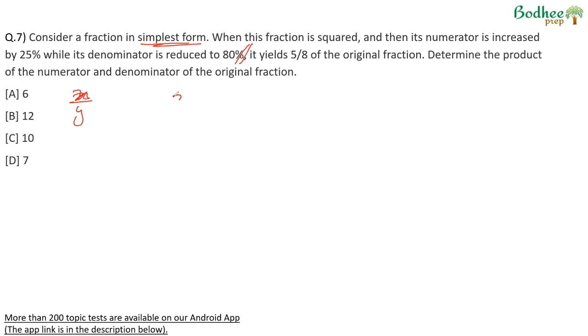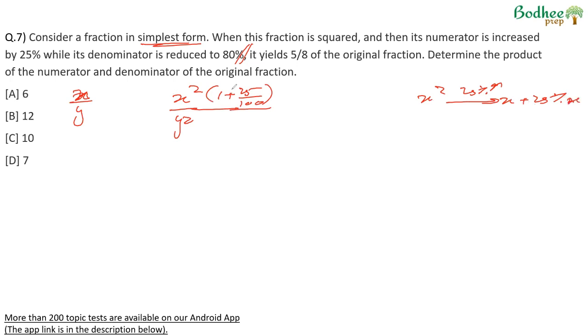What I'm doing is I'm squaring the fraction, so x square upon y square, increasing the numerator by 25%. So this means 1 plus 25 by 100 gets multiplied to the new numerator. Increasing by 25% means adding 25% to the original value. So 125, 1 plus 25 upon 100, and its denominator is reduced to 80%. If we have 100 and we have to reduce it to 80, that means a reduction of 20% is happening. Or what we can do is we can multiply y square by 80%.